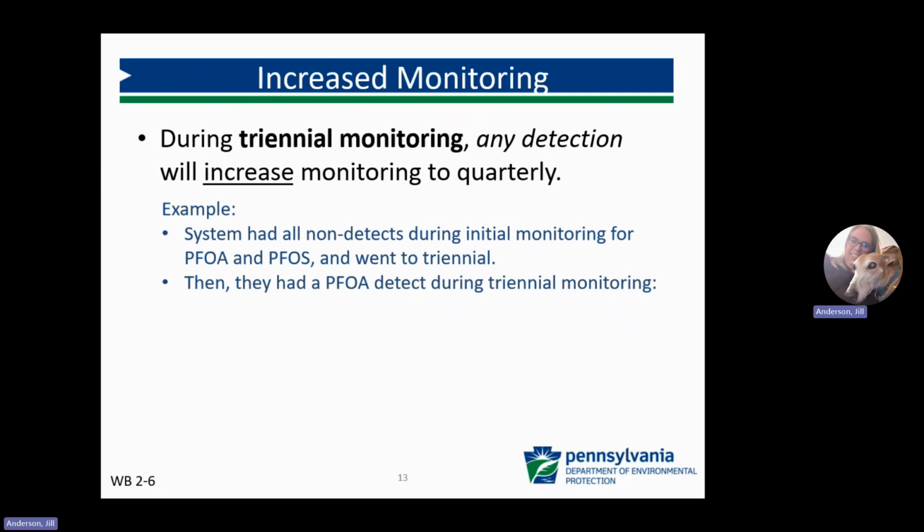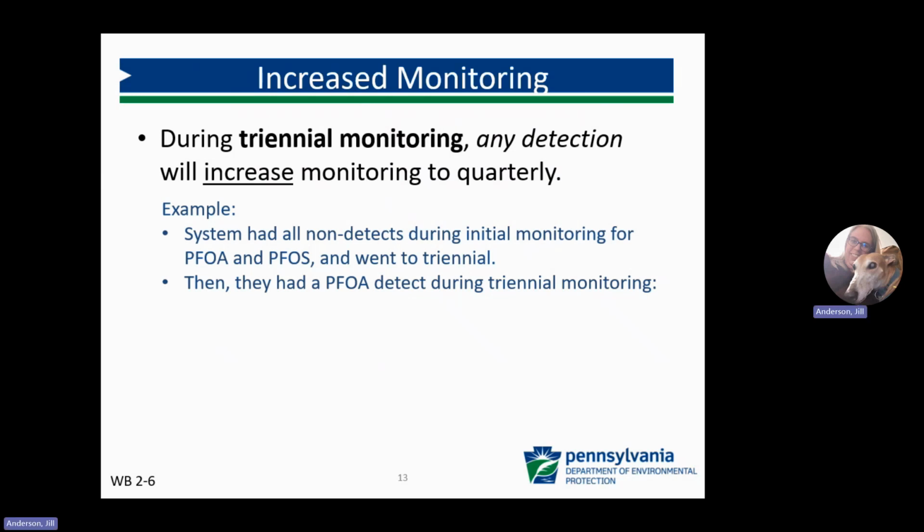Next, we're going to talk about increased monitoring. Once a system is on a reduced monitoring schedule, there are certain scenarios that will require them to increase their monitoring. So, for example, if a system is on triennial monitoring, which, if you remember, would be from no previous detections, then any detection will increase their monitoring frequency to quarterly.